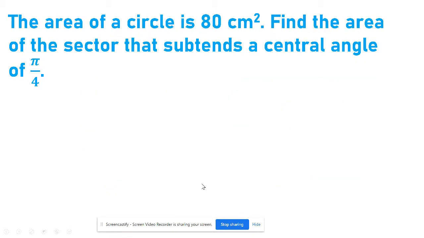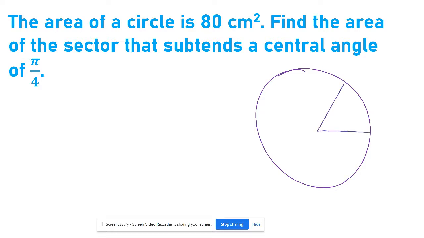All right, one more. The area of a circle is 80 centimeters squared. Find the area of a sector that subtends the central angle of pi over 4. So here's the thing with this. I don't know the radius. I just know the area is 80. Pi over 4, that's something like that. So this is a pi over 4 angle. And I want to find the sector. I want to find the area of this little piece of the pie.